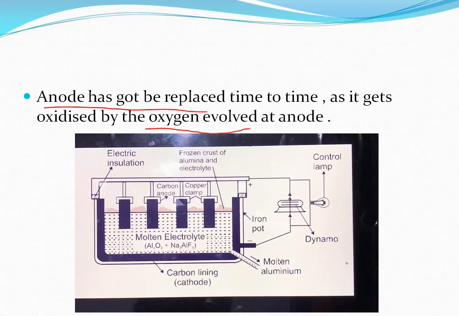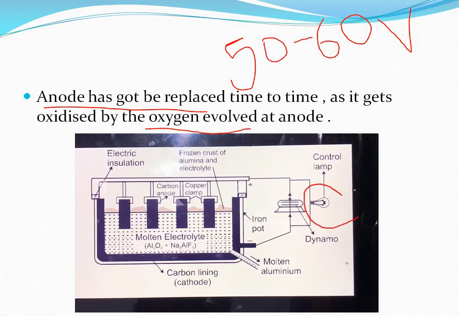Now further it says that when the supply of alumina decreases, it means the supply is decreasing, then the voltage in this circuit becomes very high, and that voltage changes to 50 to 60 volt. How do you come to know that the voltage is shifting now? There is a bulb present in this diagram. You see this, there is a bulb present, and that bulb will glow.